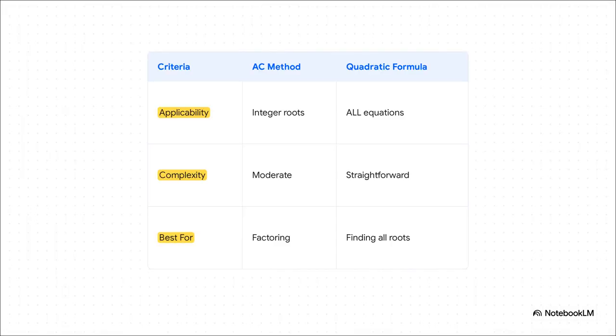I like to think of it like this. The AC method is like your precision screwdriver. It's perfect for a very specific, common job. But the quadratic formula, that's your power drill. It will work on everything. It can solve any quadratic equation you throw at it. The real skill is knowing which tool to grab for the job at hand.